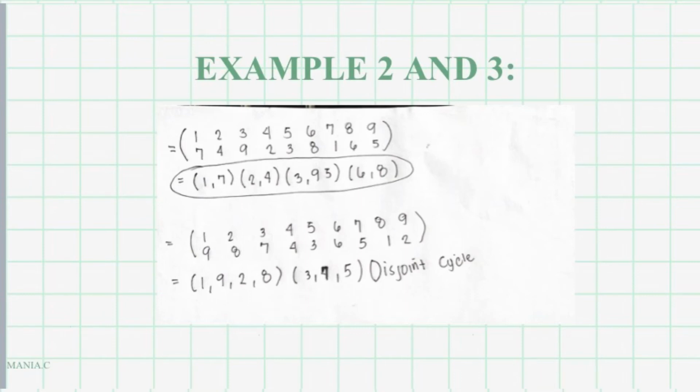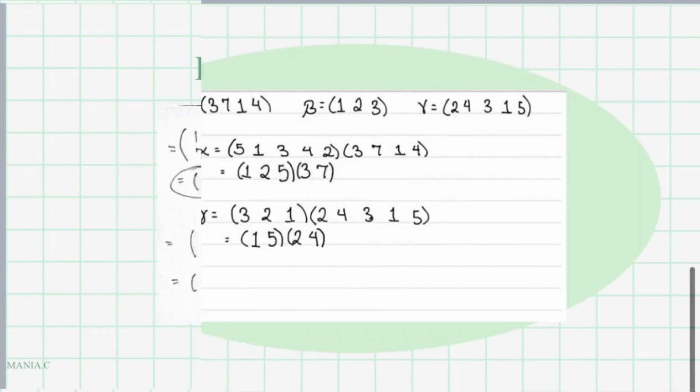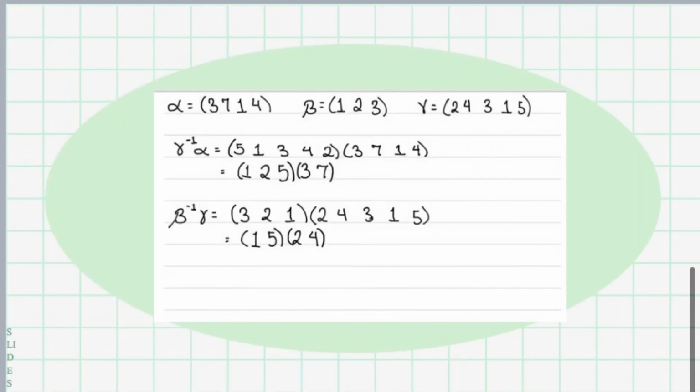So until na-deal na nato ang 7, 8, 9. So now I'm done and I have my product of disjoint cycles. Now, let's look at taking products and writing them as disjoint cycles. So let's start with gamma 1.